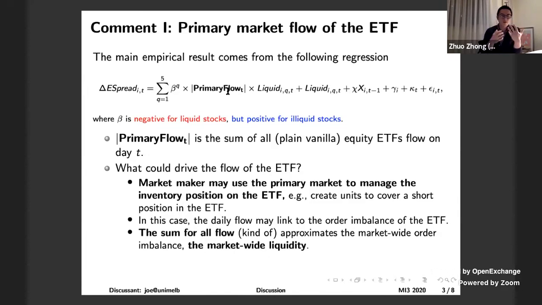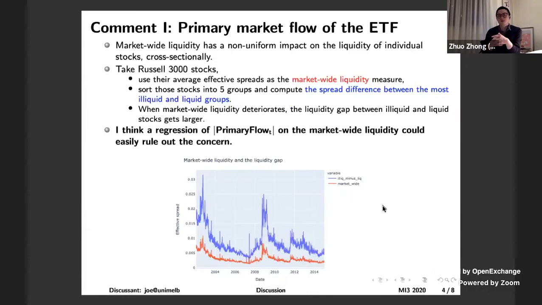Okay, so if that's the case, then it's a daily flow. The daily primary market flow is potentially linked to the order imbalance of the ETF. Then the sum of all flow is kind of an approximation of a market-wide order imbalance, which is what we call market-wide liquidity. And I think this is actually a concern that the authors should try to rule out: the primary flow might be somehow linked to the market-wide liquidity. The reason this is concerning is because we know market-wide liquidity has a non-uniform impact on the liquidity of individual stocks cross-sectionally. So what do I mean by that?